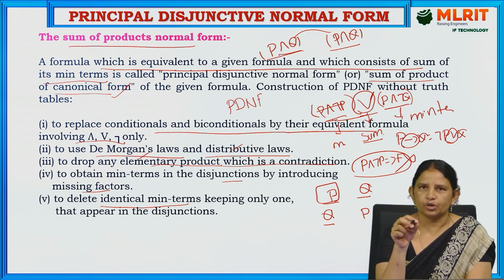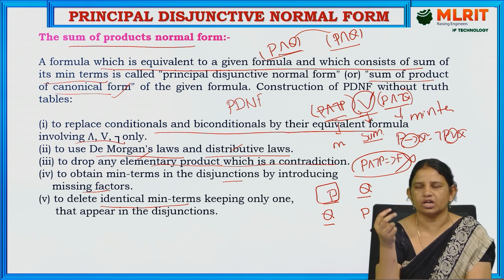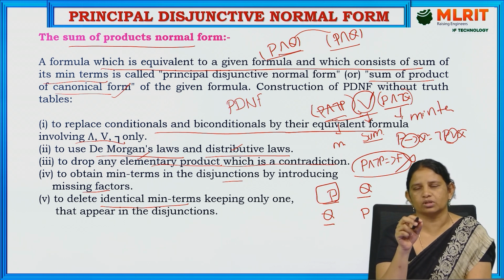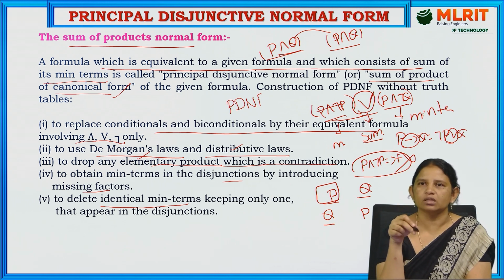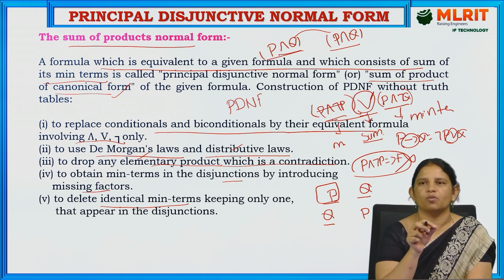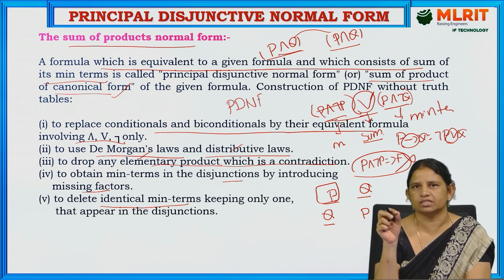As I already told, there are two methods to construct the principal disjunctive normal form. The first method is the truth table method. The second one is the replacement process. In the truth table method, first we construct the truth table, find the minterms present in it, and take the sum of minterms, which becomes the principal disjunctive normal form.